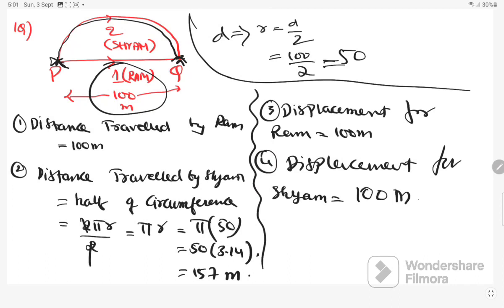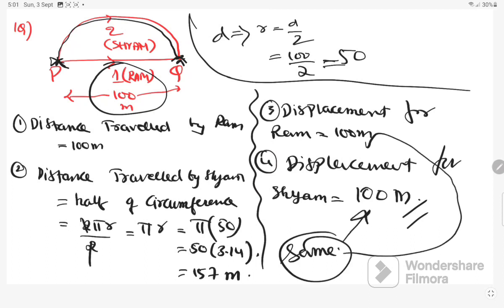Even though they travel in different ways, displacement will always be a straight line journey between the starting point and the ending point. Right. So displacement is always a straight line journey between the starting and ending point. That's why displacement for Ram and Sham will remain the same. Is it clear, all of you? Right. So hope you have understood this. Okay, everyone. Just observe for a while whatever is written on the screen.